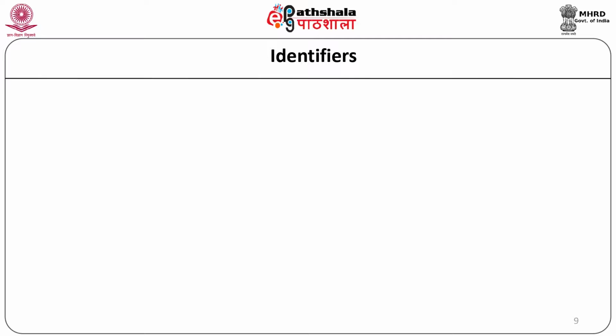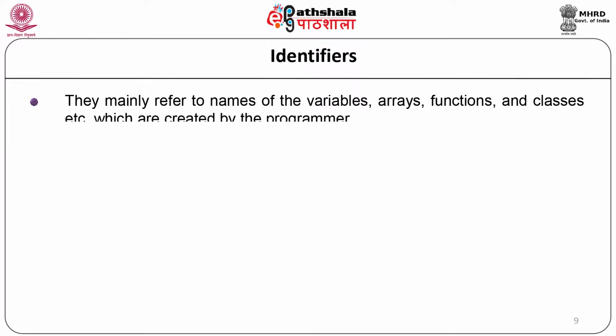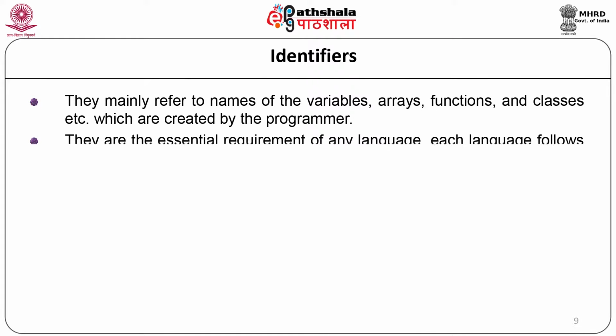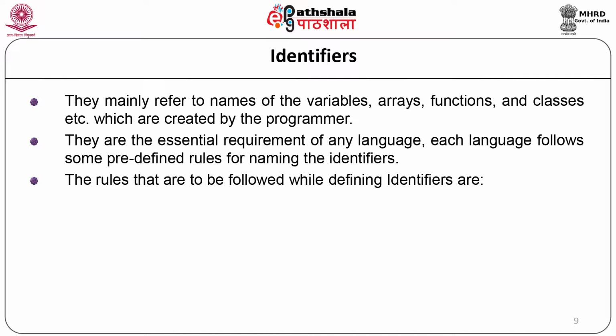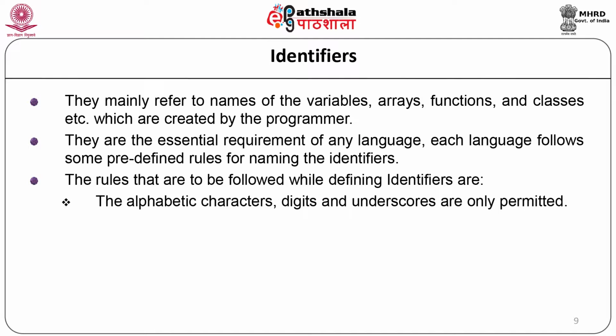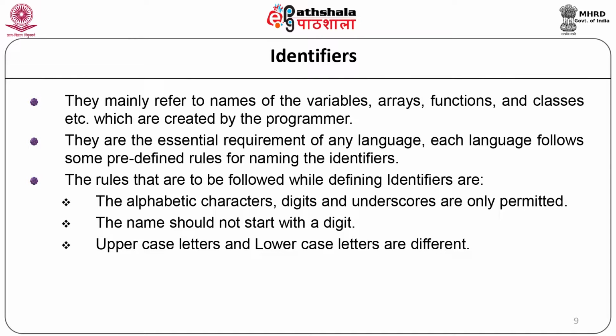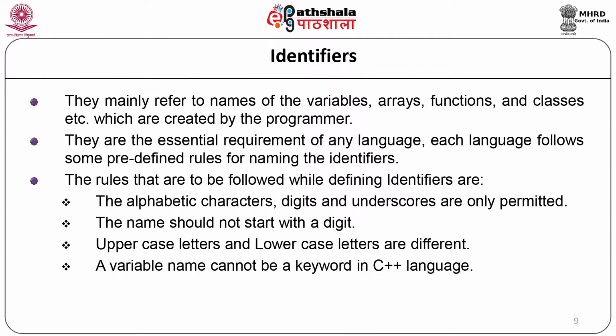Now, let us see what are the identifiers. They are mainly referring to the names of the variables, arrays, functions and classes etc., which are created by the programmer. They are the essential requirement of any language. Each language follows some predefined rules for naming the identifiers. The rules are common to C and C++ language and they are: the alphabetic characters, digits and underscores are only permitted. The name should not start with a digit. Uppercase letters and lowercase letters are different. A variable name cannot be a keyword in C++ language.